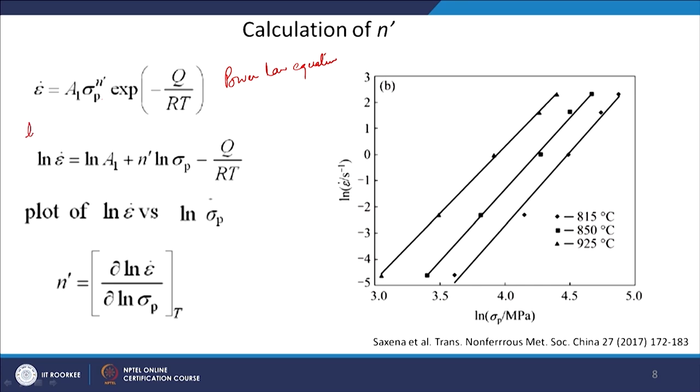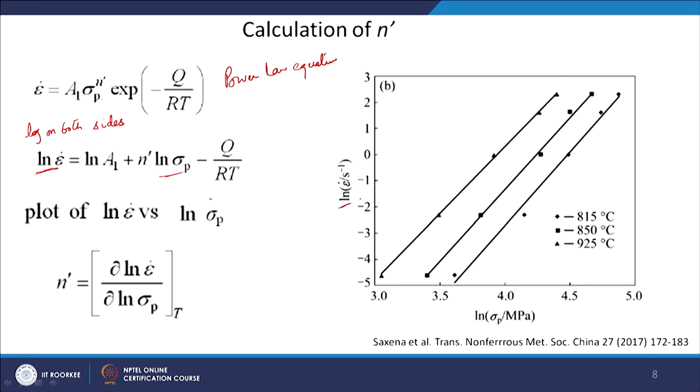Okay, if I take log on both sides, then ln epsilon dot equals ln of A1 plus n prime ln of sigma p, and the exponential will go, minus Q by RT. So now if I plot a curve between ln epsilon dot and ln sigma p, that is what we have plotted here in this figure.